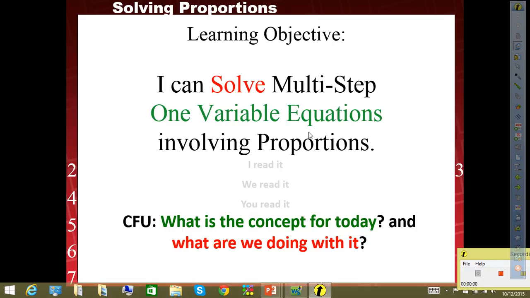Alright, just for today, I can solve multi-step one-variable equations involving proportions. Read together, 1, 2, 3. I can solve multi-step one-variable equations. Let's read together, 1, 2, 3.